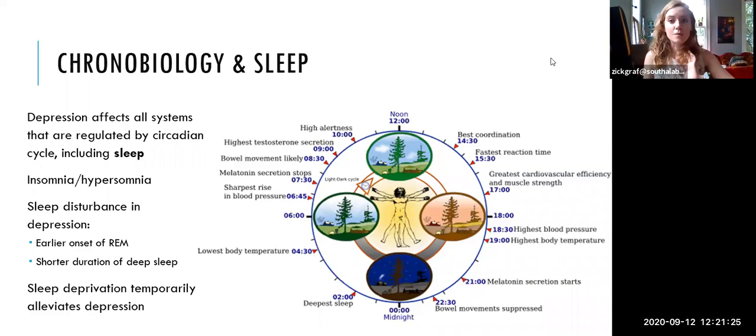So when people are sleep deprived, they tend to enter REM sleep faster. But again, this is something that happens in depression regardless of sleep-related depression symptoms. People with depression also experience shorter duration of the deep sleep phases of sleep, so stage 3 sleep.